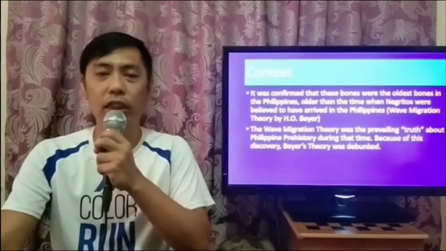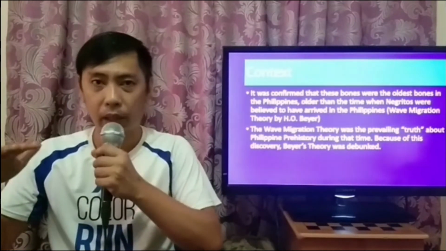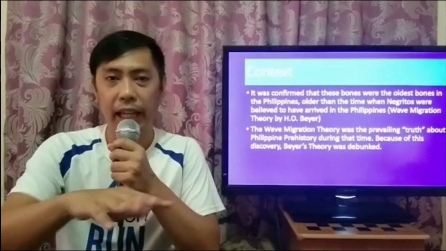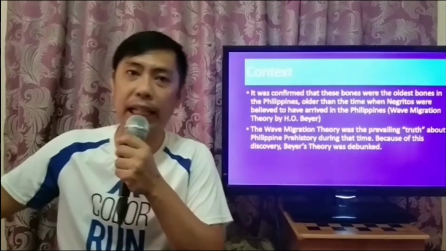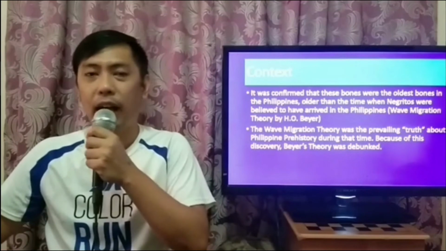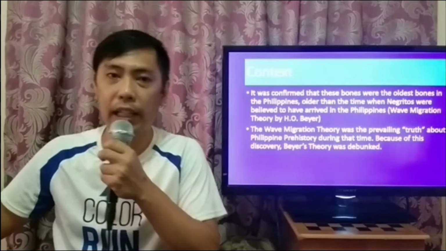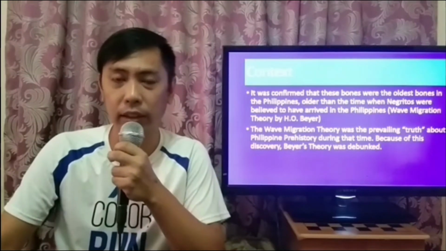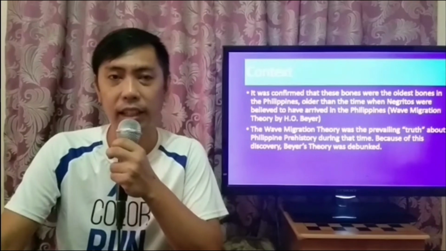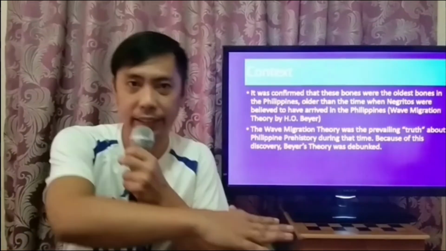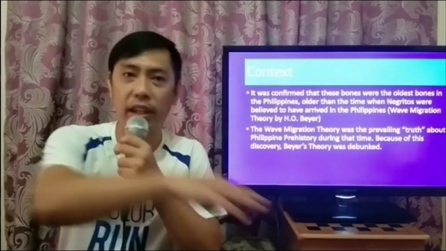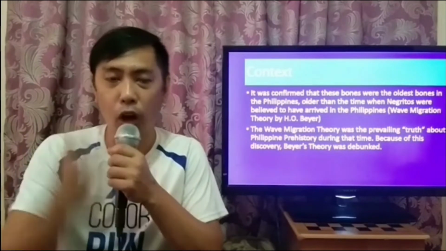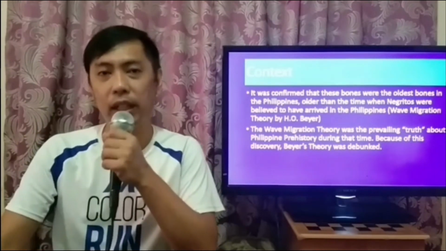So the wave migration theory, this is the summary. The Philippines was uninhabited at first, and then the first wave of inhabitants were the Negritos. After the Negritos, a second wave came, the Indonesians, or Indones, as it was told to us in our Araling Panlipunan class. And the third wave were the Malays. So three waves, and then the Spaniards came. That was taught in history when I was a little boy.